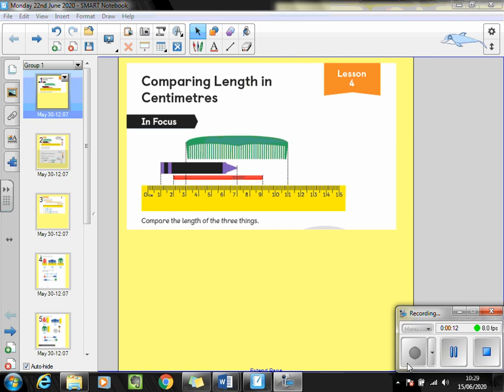We're going to continue our learning about measure, particularly looking at length and at the measure of height. Today, focusing on comparing length in centimetres. Have a look at the in focus task.